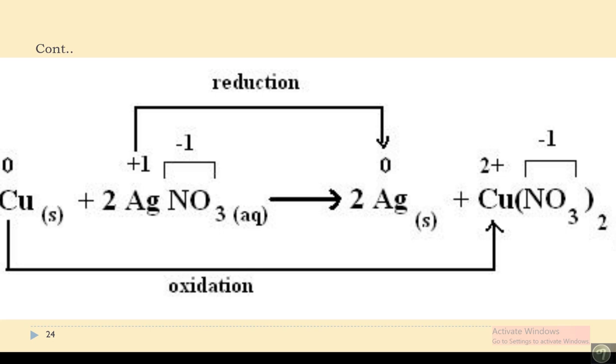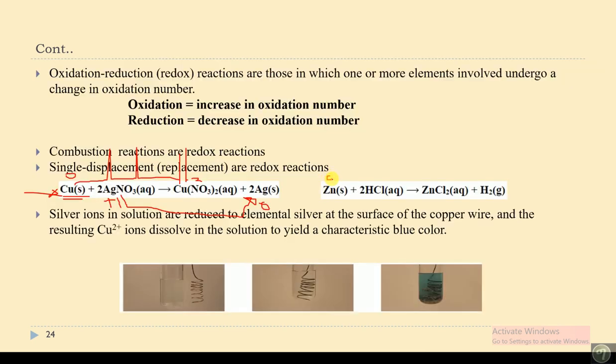Let us see the oxidation state of silver. እዚህ ጋር ደግሞ silver ብንመለከት the oxidation state of silver in silver nitrate is +1. The oxidation state of silver in the product side is 0 since it's neutral atom. So ከ1 ወደ 0 oxidation state reduced ሆኗል ወይም ቀንሷል. So silver undergoes reduction while copper undergoes oxidation. Alright, so here is a good example of redox reaction ብለን ማለት እንችላለን.